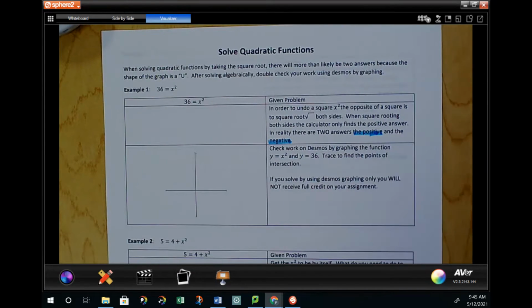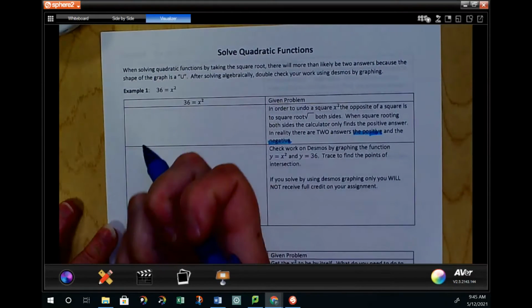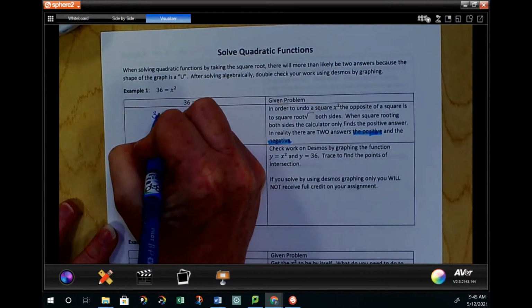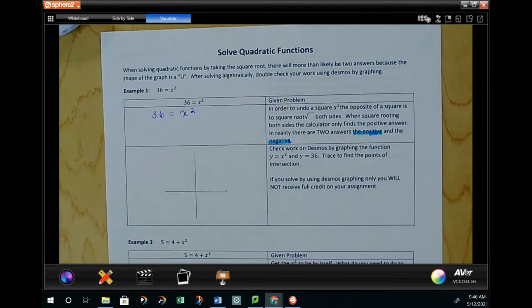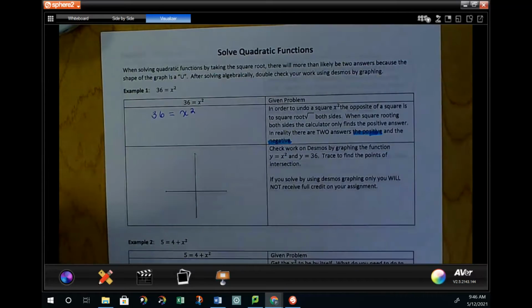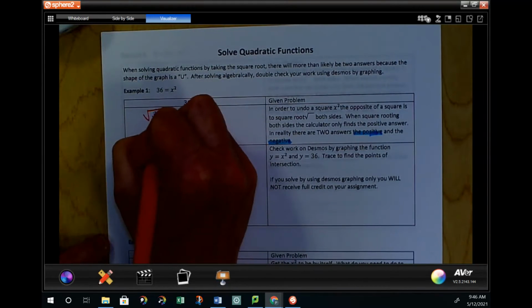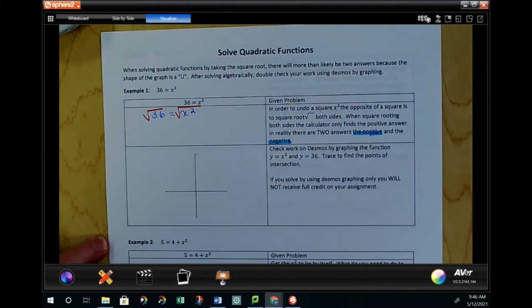So we start out easy. You've got 36 is equal to x squared. I started you out with an easier problem. So now this says that I have to square root both sides. So I'm going to square root 36.